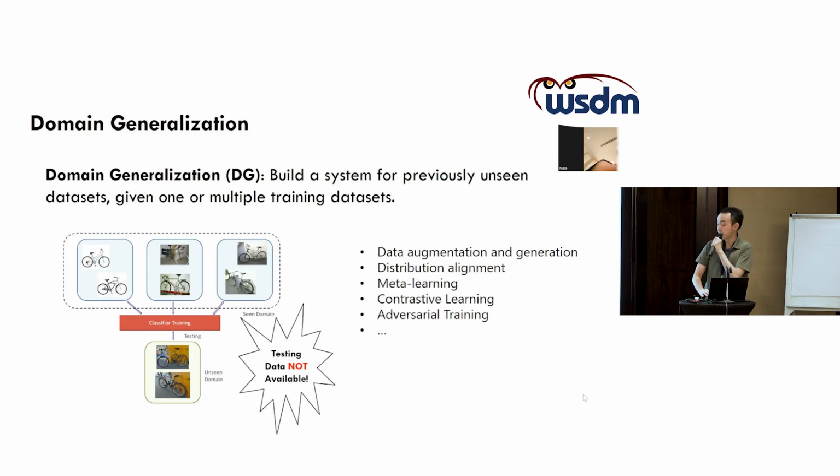So actually there are many methods to deal with the domain generalization problem. Here I list a few of them, including data augmentation and data generation, and also distribution alignment, similar to the idea of domain adaptation. And we can also apply meta-learning, and contrastive learning and adversarial training can also be applied to this problem. Then I'm going to introduce some typical works in these directions for domain generalization.